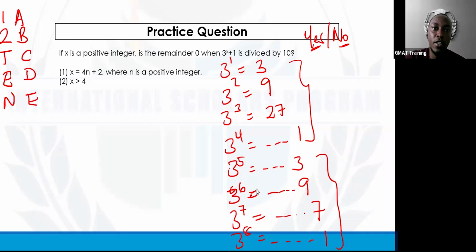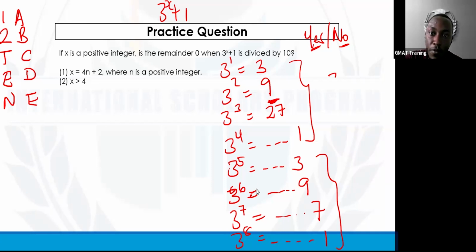So for that case, you've been asked, is 3 to the power X plus 1 a multiple of 10? A multiple of 10 usually ends in 0, so we're dealing with the units number. If you add 1 to each of these numbers, which one would be a multiple of 10? If you add 2, 3, that's 4. To 9, that's 10. So this can be a multiple of 10.